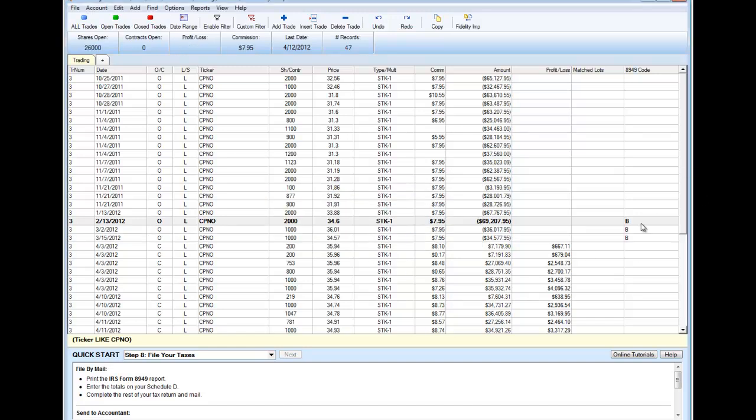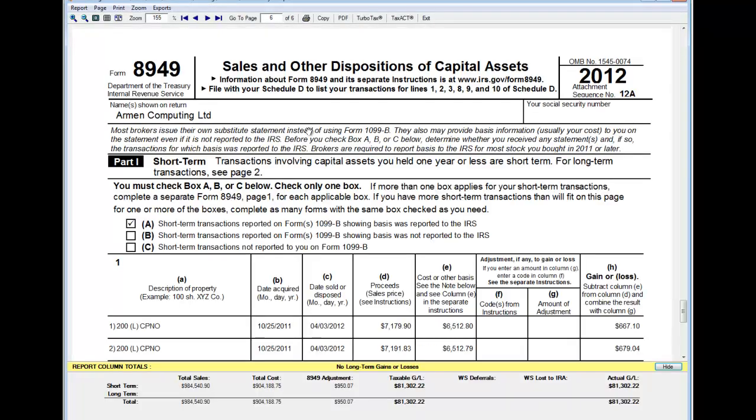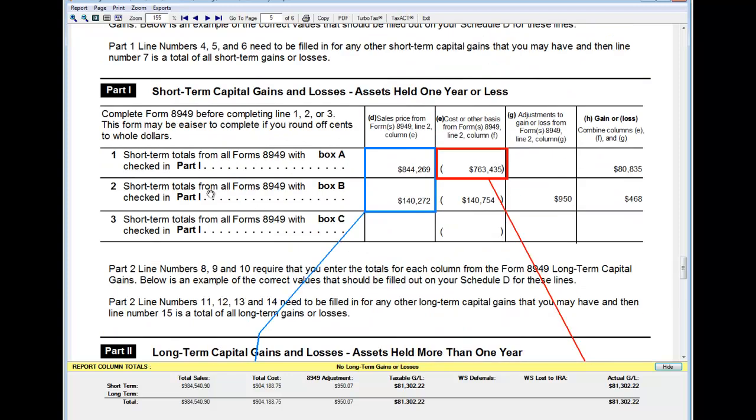Notice now in the far right column, 8949 code, those have been assigned to section B. Notice what happens when I run my 8949 now. I'm going to go to the summary page, and you'll notice now I have box B. So we've assigned some of the trades. Now this is only a few. There's other trades that need to be assigned as well. So I would need to actually go in and make that adjustment.